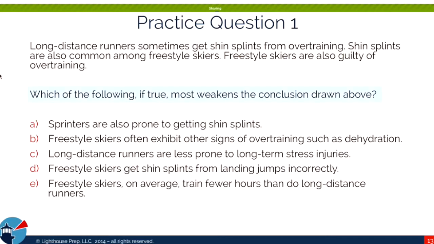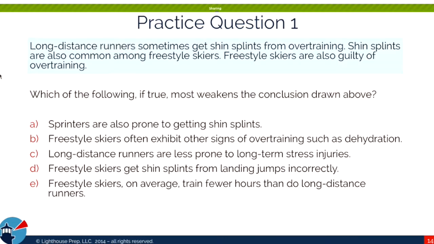Okay, so the key words we're looking for here, I see a couple of them. One is weakens, right? So we want something that's going to weaken the conclusion, not strengthen the conclusion. So our answer choices have to be something that goes against the conclusion identified. And the second is conclusion drawn above. What that tells you is that the conclusion is in the passage. It's not in the answer choices, it's not in the question stem, it's clearly in the passage. So now we can move on to the passage.